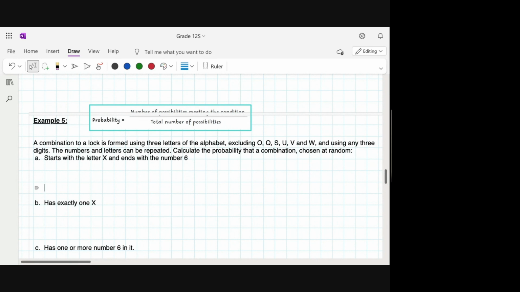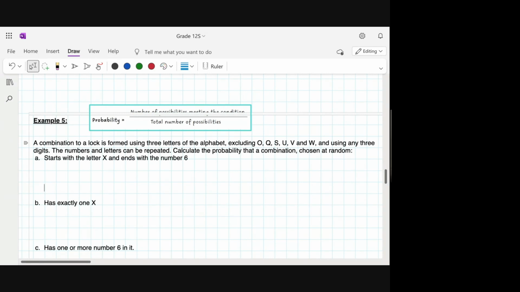Remember, if you're looking for digits, you're normally looking at 0, 1, 2, 3, 4, 5, 6, 7, 8, and 9. Those are your digits. The numbers and letters can be repeated. Calculate the probability that a combination chosen at random starts with the letter X and ends with the number 6. Oh, that is a tricky one. Let's think about it.